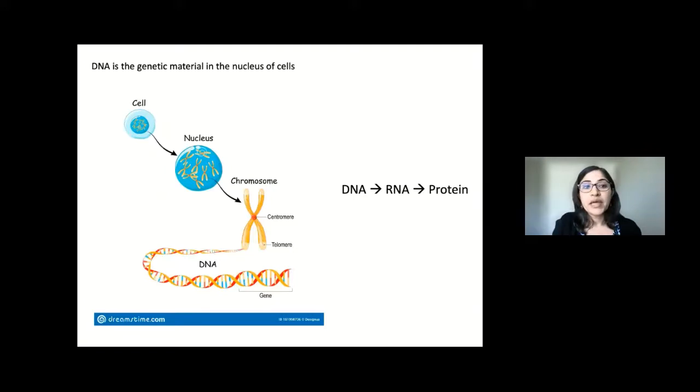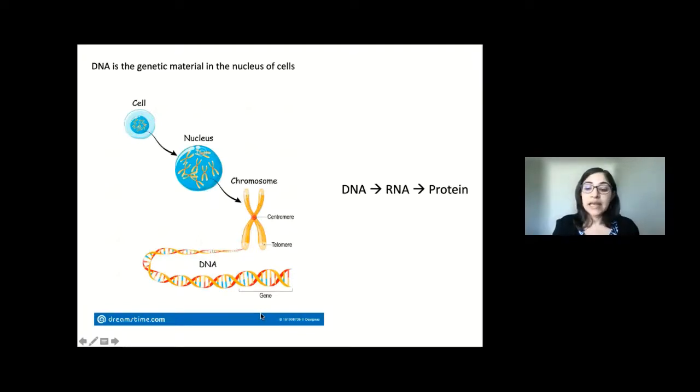So we all know that DNA is the genetic material and it's present in the nucleus of the cell. And you also learned from Barry's lecture the central dogma of molecular biology, that you go from DNA to make RNA, and from RNA to protein. And the genes which make these different proteins are present on the DNA, right?